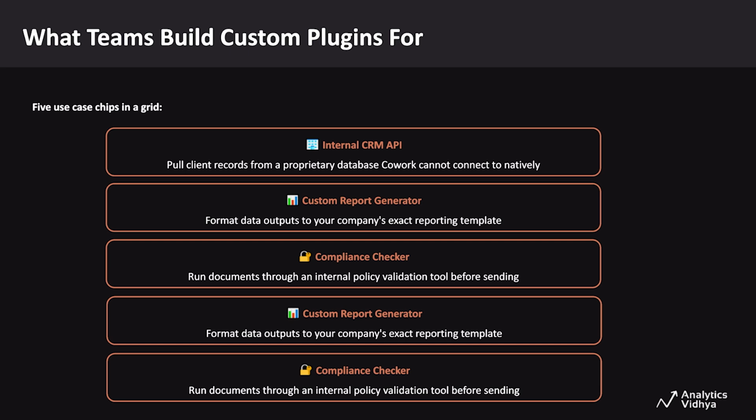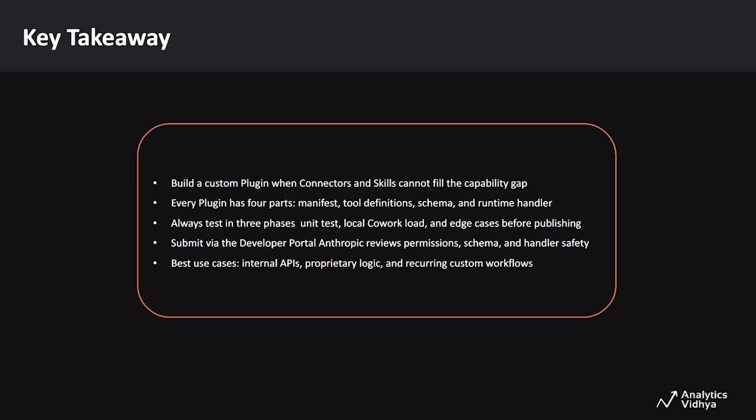The pattern across all of them is the same. A manual step that repeats frequently enough to justify a one-time build. So, here is the key takeaway from this video. Build a custom plugin when the marketplace cannot fill your specific capability gap. Every plugin follows the same 4-file structure: manifest, tools, schema, and handler.